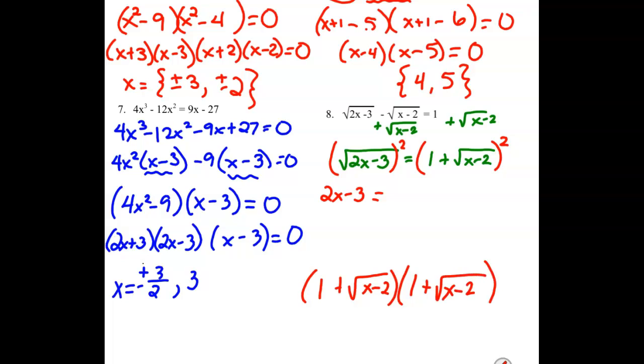Okay? 1 times 1 is 1. Outside's going to give me a 1 square root of x minus 2. Insides is also going to give me 1 square root of x minus 2. So I have 2 square roots of x minus 2. And then the last piece, the square root of x minus 2 times itself is just squaring it, right? So the square root goes away and we just get the x minus 2.